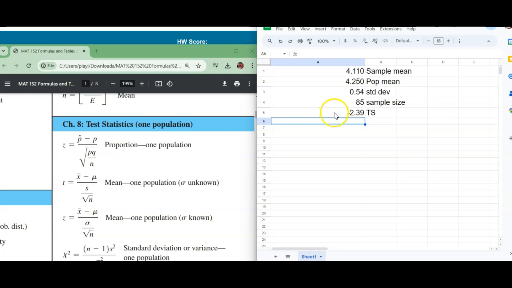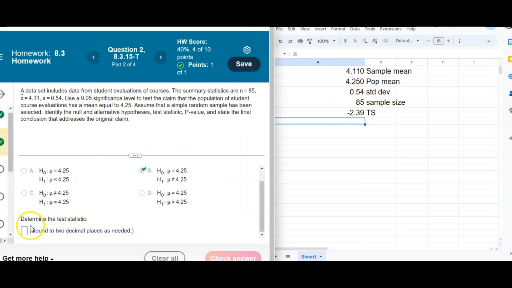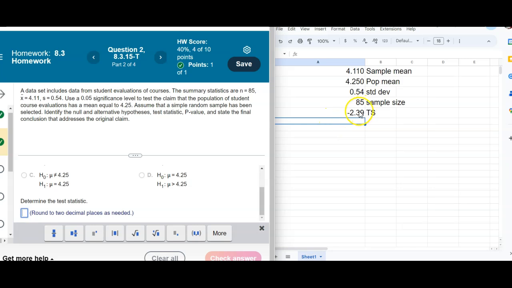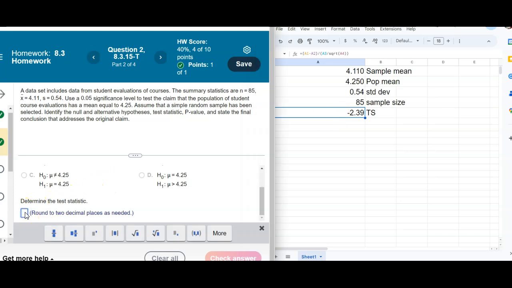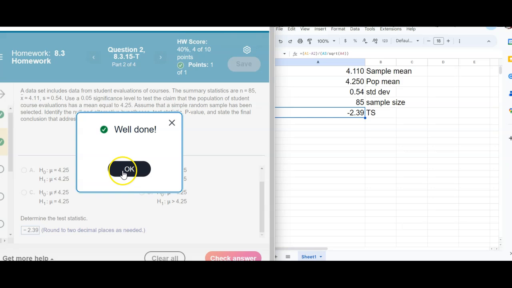So there's our test statistic. All right, they want it to 2 decimal places, so I've already got it rounded to 2. But remember, you can use this to go up if you need more, or down if you need less. If you go to how many decimal places you need, then the spreadsheet is going to round it correctly for you, and you don't have to worry about rounding it. All right, so there's my test statistic.